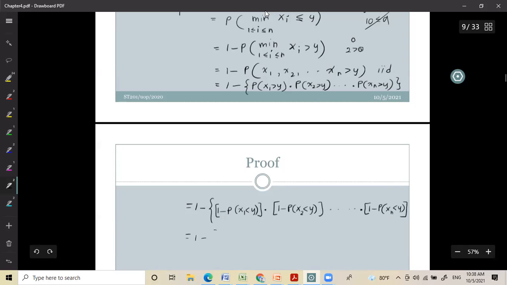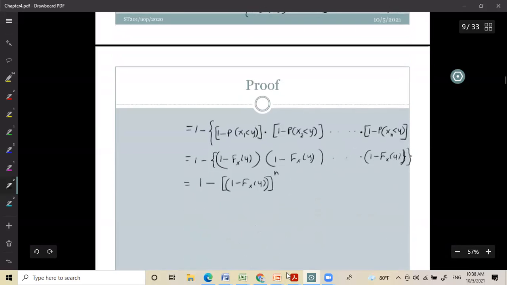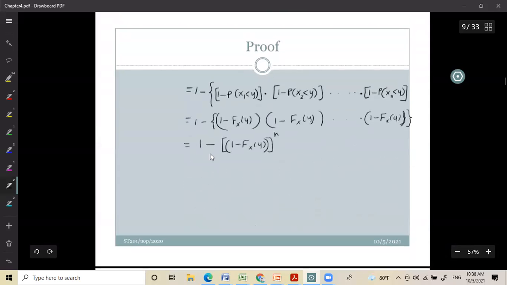And what is this? P(X1 less than y) means F_X(y). They are identical, right? Likewise, up to the nth one, you have 1 minus F_X(y). So that means you have 1 minus F_X(y) how many times? N times. Better to write it like this: 1 minus F_X(y) n times, and you have 1 minus outside.